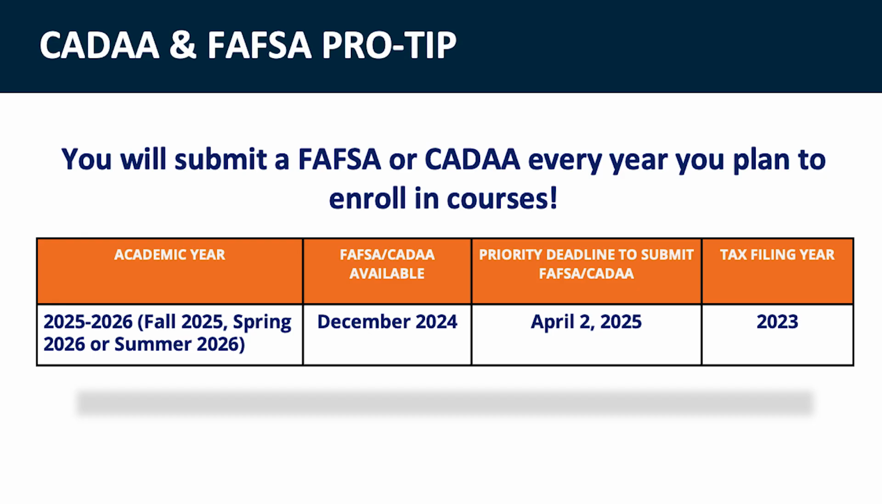Here's a pro tip from our financial aid office. You must submit a FAFSA or California DREAM Act application every year you plan on enrolling in courses. As you can see on our screen, whichever application you submit will ask for the tax information from 2 years prior. Be sure to try to submit your applications every year by the priority deadline so that you can be eligible for as much financial aid as is available to you.